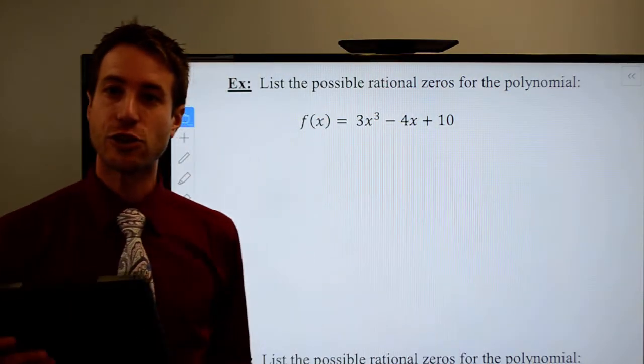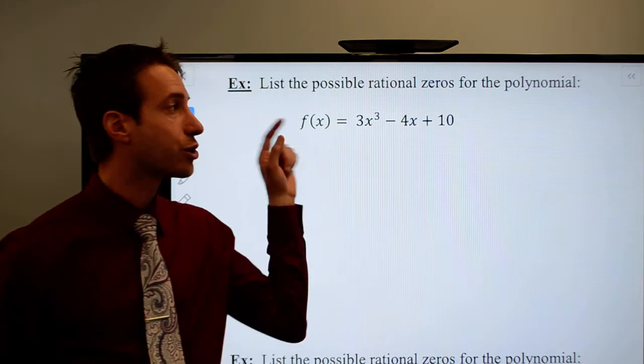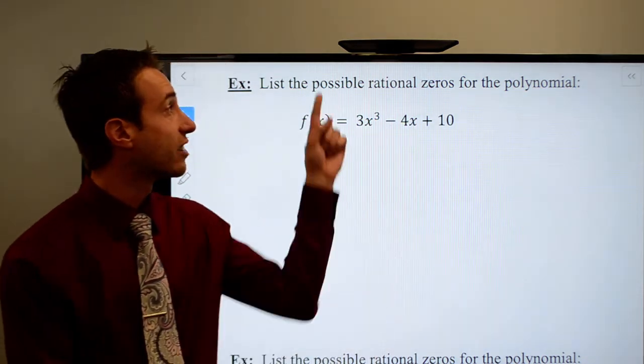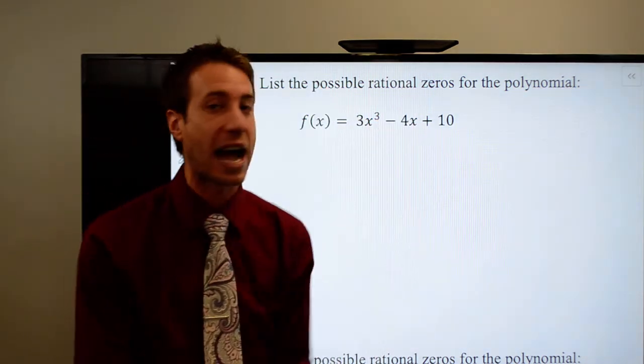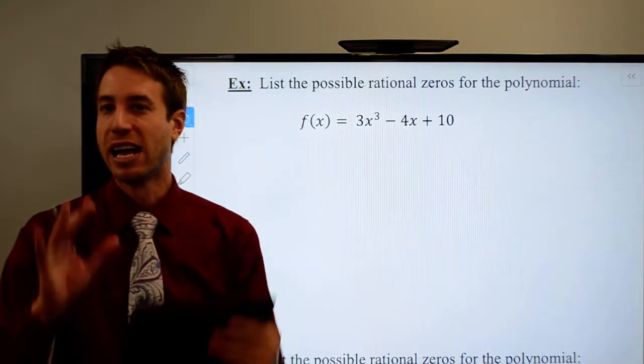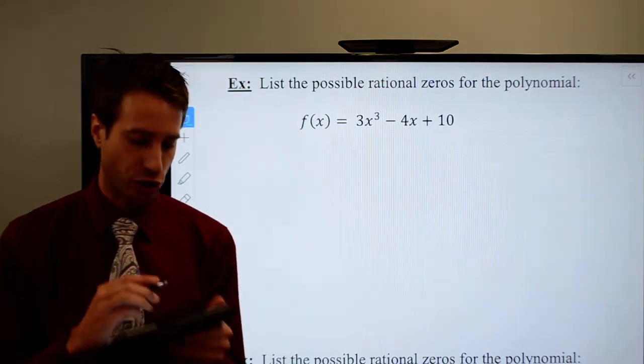Alright guys, welcome to this page of the notes, and again what we're going to be doing is we're going to use the rational zeros theorem to create a list of all possible rational zeros for this polynomial, and it's really pretty simple and straightforward, so let's just jump right into it.